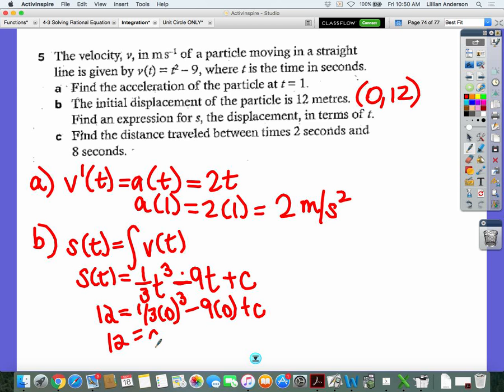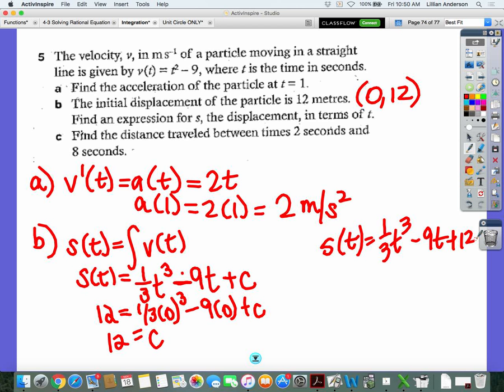Positive 12. So our answer to part B, when it says to find the equation for displacement, is 1/3 t cubed minus 9t plus 12. Questions?